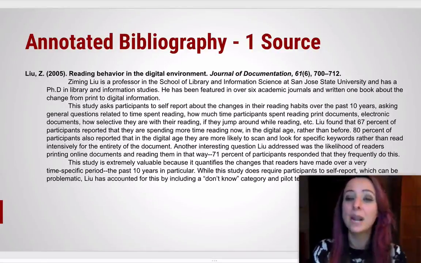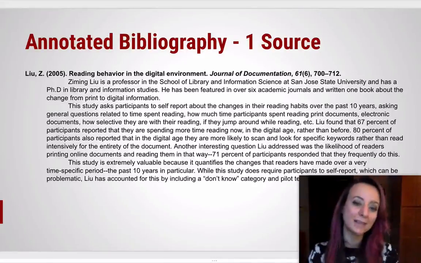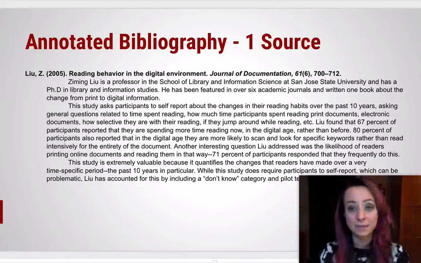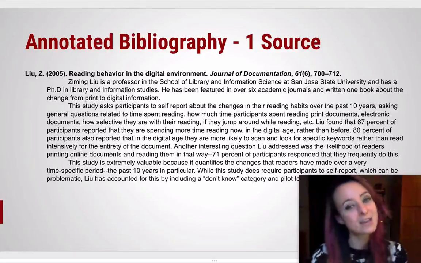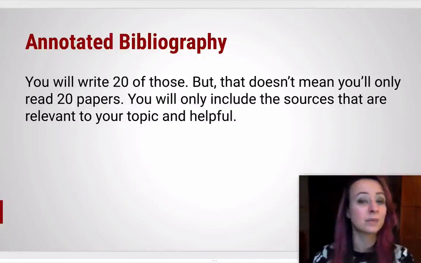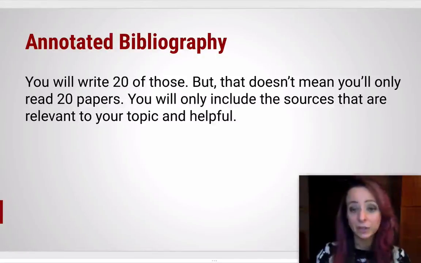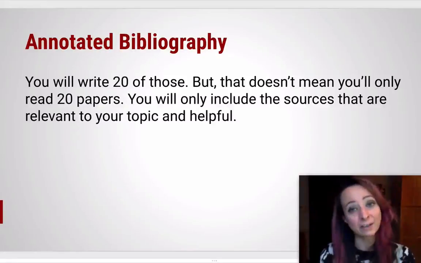You're going to have 20 of these in your full annotated bibliography, but you're going to write it in steps. So the first time you turn it in, you'll only have 10 sources, and the second time, you'll have 20 sources. So you're going to write 20 of those, but that doesn't mean you'll only read 20 papers. You will only include the sources that have evidence relevant to your topic that are actually helpful.